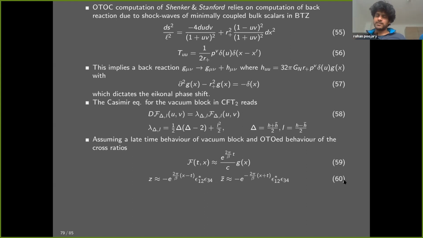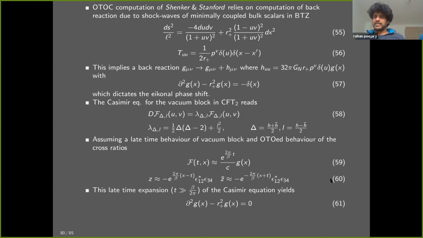If you assume this, and if you assume that the out of time ordered cross ratio behaves in the manner 60, which it does, then you can show that G of X, which is occurring in 59, also follows linearized Einstein's equation. It's an observation that we have made. We do not know how to link it from the CFT point of view, but you can clearly see that F, which is the conformal block, is given by the 2-point function of epsilons, and in a certain regime is directly related to the linearized Einstein's equation that was used to solve the shockwave equation.